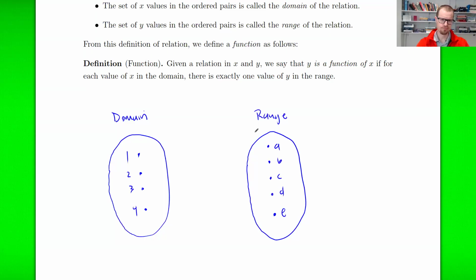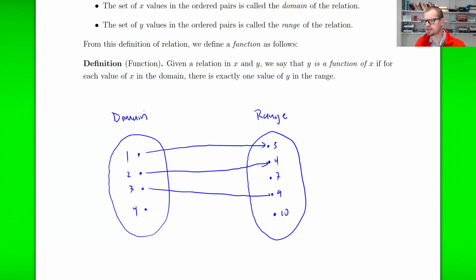Just placeholders for numbers. Maybe you want to use actual numbers. That's fine. You know what? Let's do that. Let's call it 3, 4, 7, 9, 10. All right, so let's say that 1 is associated to 3, 2 is associated to 4, 3 is associated to 9, and that 4 is associated to 7, but I've got a 10 over here as well. So let's say that 2 is also associated to 10.